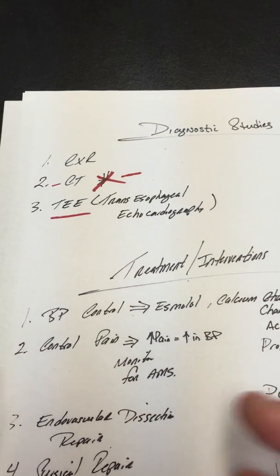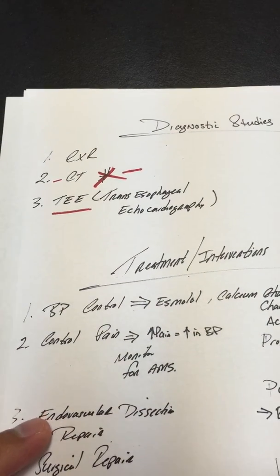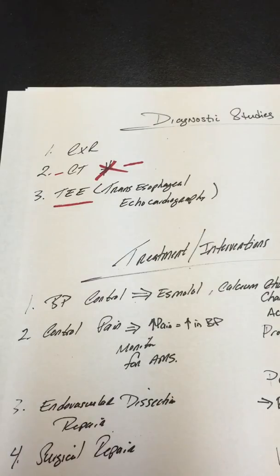Number 2, you want to control pain. You want to decrease pain because, again, if the patient is complaining of severe pain, blood pressure most likely will also increase. So again, you want to control pain.